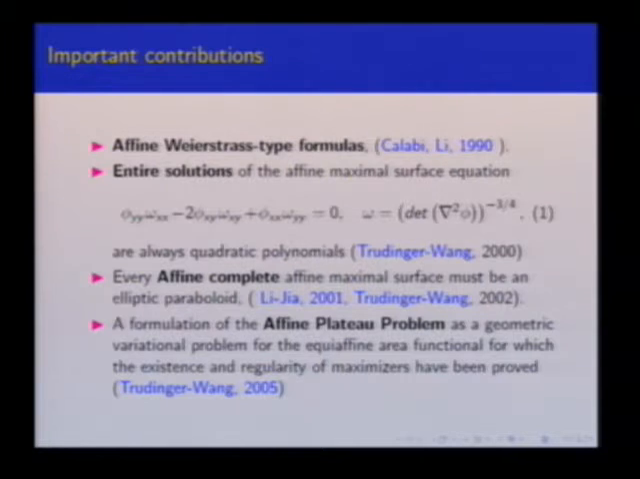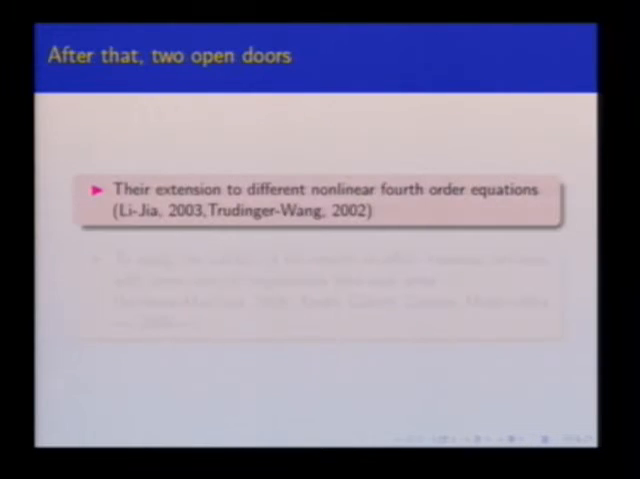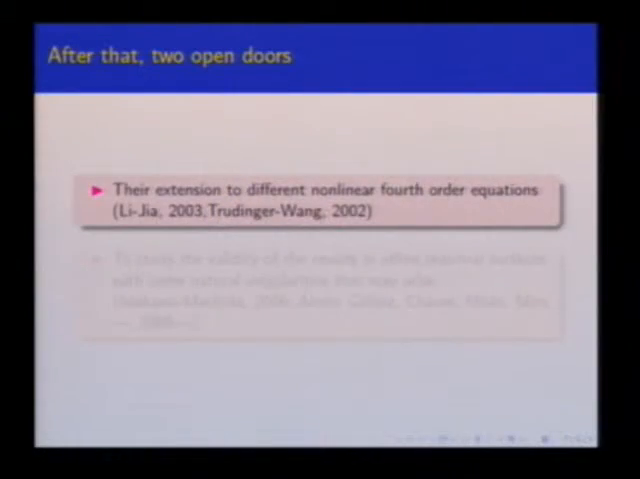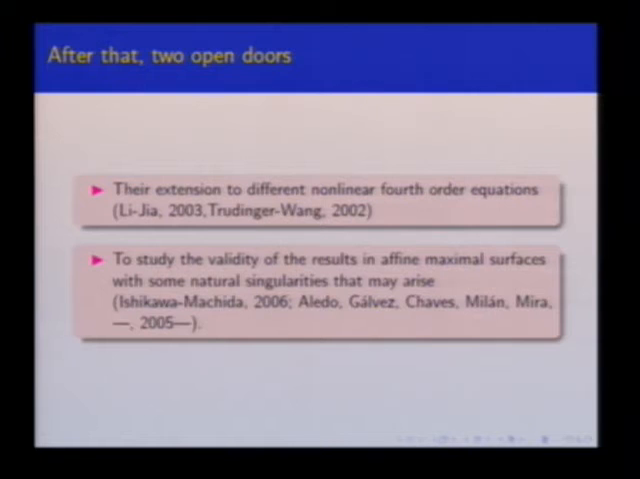All this research has motivated an important amount of research, and essentially all of it follows two new research lines. One consists in extending the results to different nonlinear fourth-order equations, and the other one studies the validity of the results in affine maximal surfaces with some natural kind of singularities.